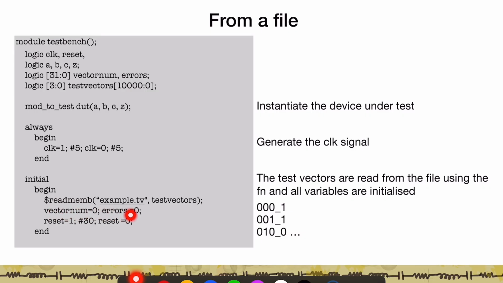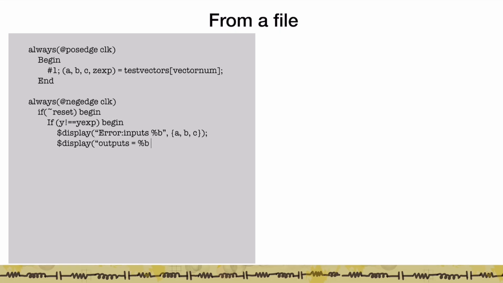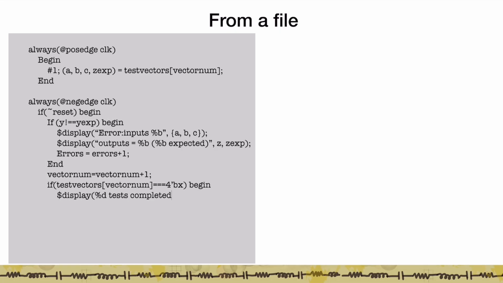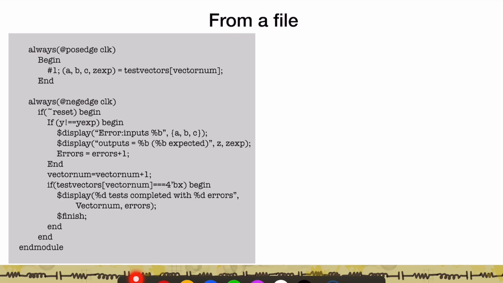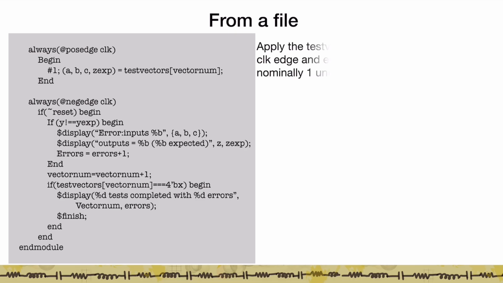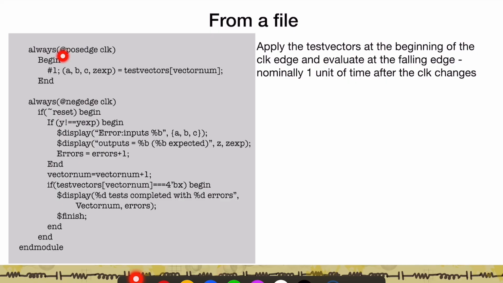Again, I've initialized my internal variables, the vector num and errors, to 0. And I'm just testing this for 30 time units and then I'm resetting the device. So the way this would now work is, at every clock edge, I'm going to apply the inputs and I'm going to check for the output at the falling edge of the clock. The way I do it is at the positive edge of the clock, I'm giving some small time instant just to ensure that the clock edge is separated from when the data is coming. Again, this is just for my clarity. You could have as well mentioned it next to each other, not an issue.